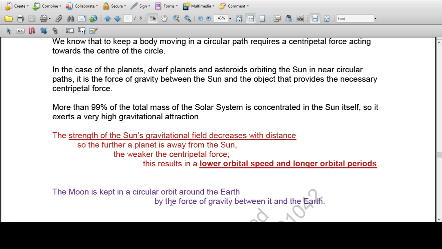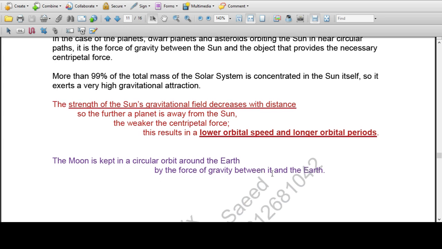The Moon is kept in a circular orbit around the Earth by the force of gravity between it and the Earth.